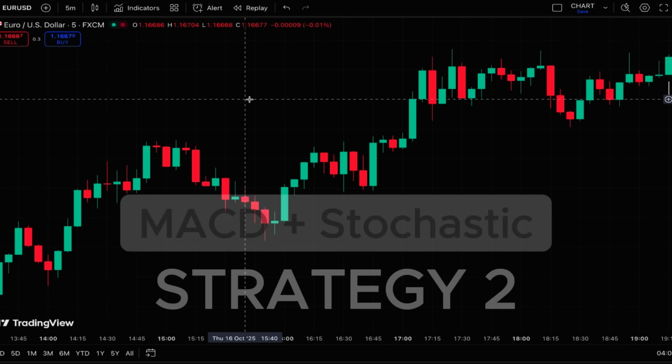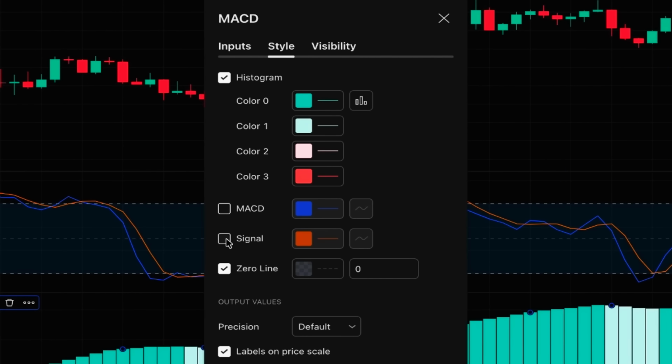Now we need to change the settings of MACD. So here we go to the settings of the indicator, and for the fast length we set it at 100, for the slow length we set it at 200, and for signal smoothing we set it at 50. Then we go to the style tab and we remove the MACD line and signal line because we only need the histogram. Alright, we're done with the settings of MACD.